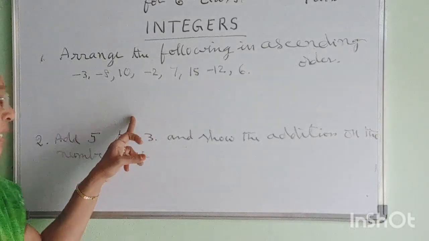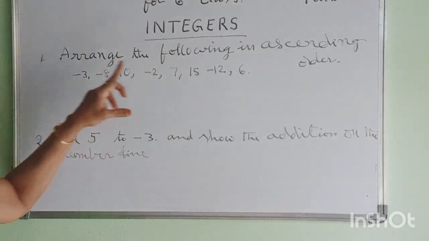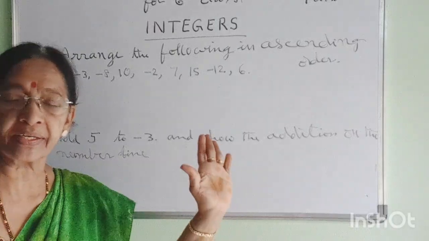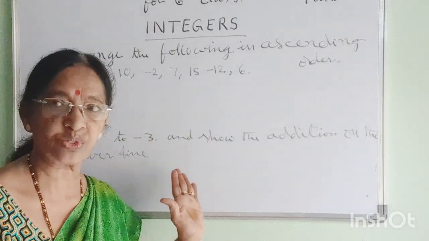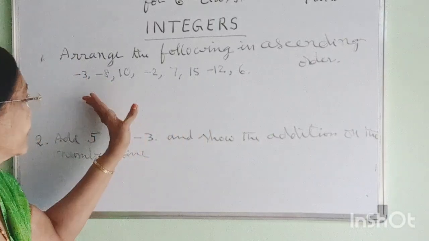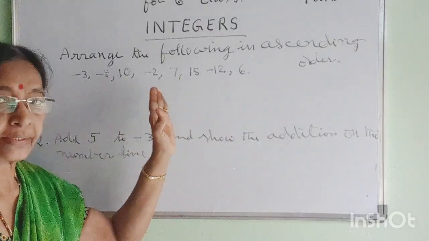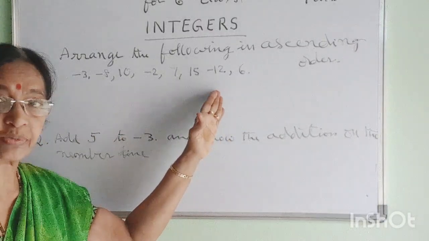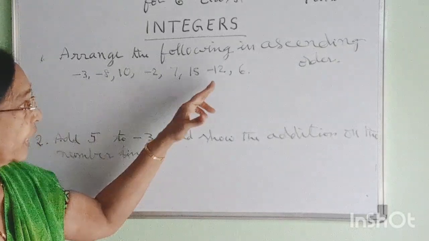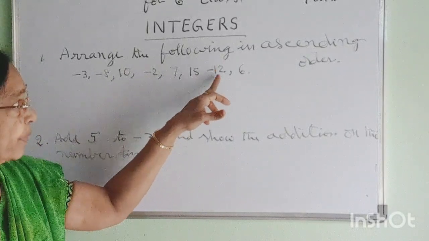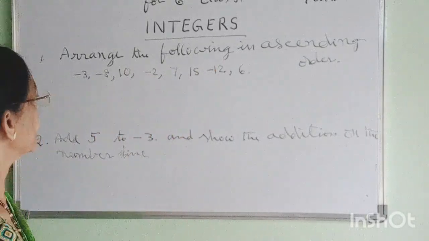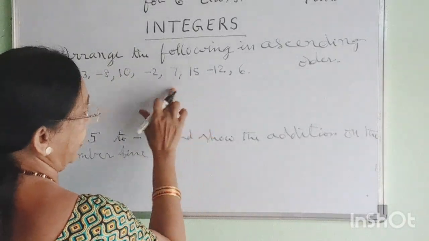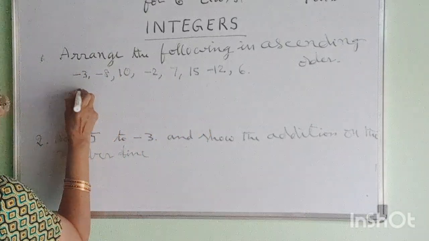Next, we see some examples. First one, arrange the following in ascending order. Ascending order means increasing order, from smallest to greatest. Among these numbers, those with a negative sign are less. Among the negative numbers also, the greater number is the least. So minus 8, minus 3, minus 2, minus 12. Among these, minus 12 is the least number.